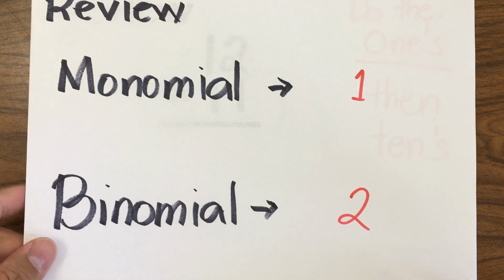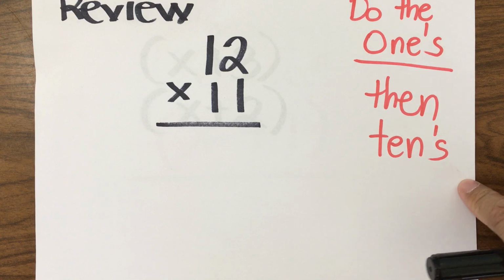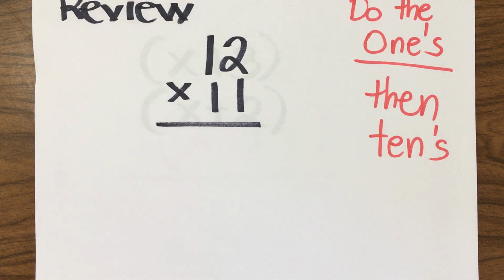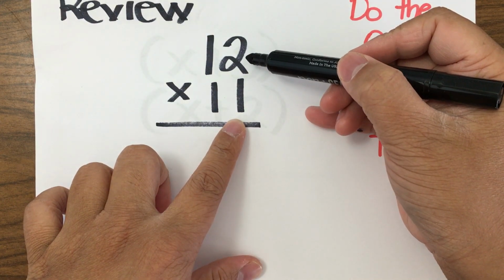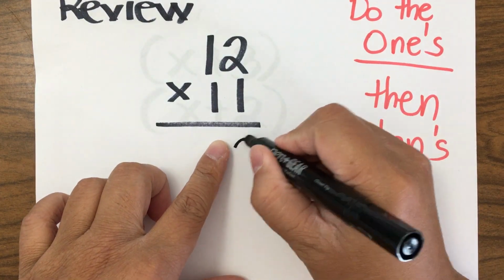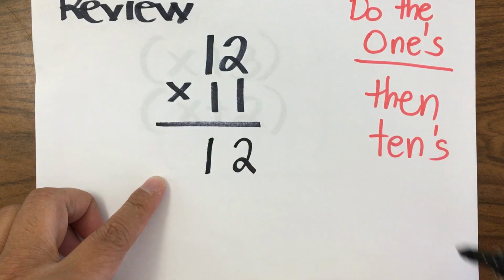Long multiplication method is not actually new to us. So if you remember, when you look at this example, this will help us to recall the process. So we do the ones and then we do the tens. So let's try that in here. So we do the ones, so you have 1 times 2 is equals to 2. And then 1 times 1 is equals to 1.